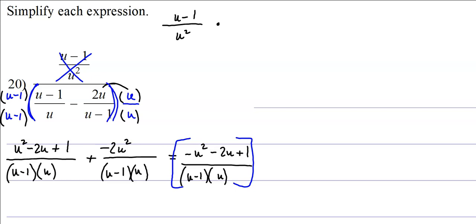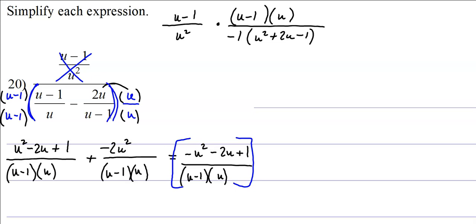Now I got to flip it. So I got to flip this out. Man, there's a lot of places to go wrong on something like this. This one's pretty tough. So flip it. U minus 1 times u over, and I don't like that negative u squared, so I'm going to pull a negative 1 out. And I'm going to go u squared plus 2u minus 1, which I don't think is factorable.